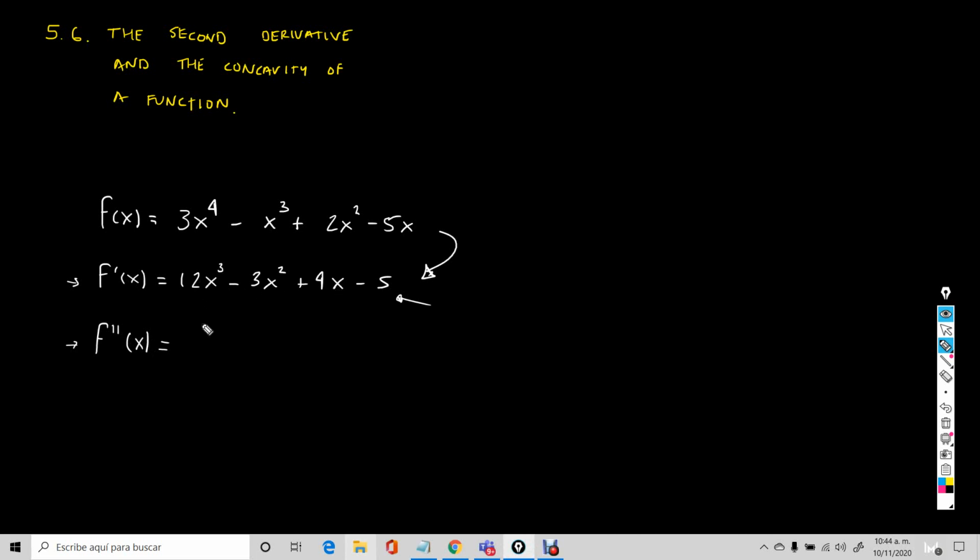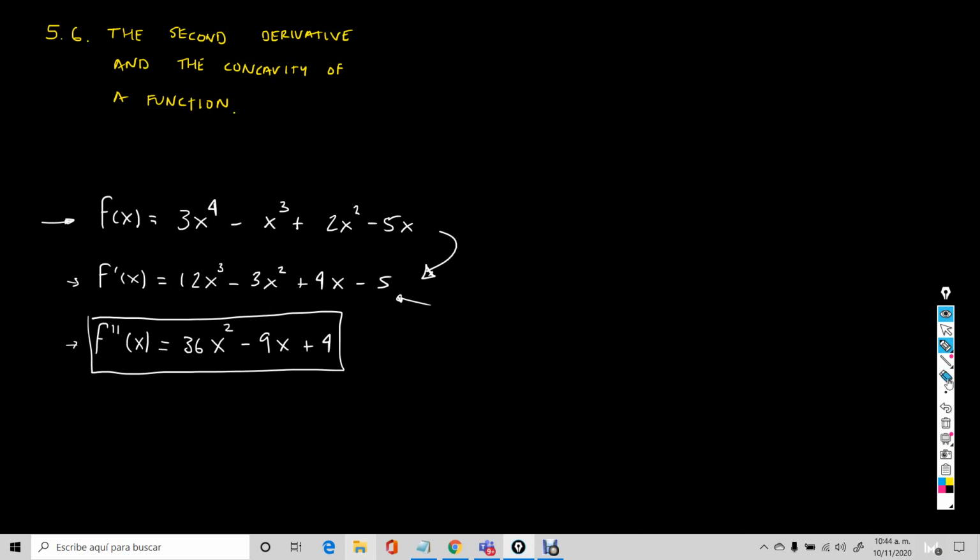We just get the derivative of all of this. That's going to be 12 times 3, that's going to be 36x squared minus 9x plus 4, and the derivative of this is 0, so there you go. This is the second derivative of what function? Of my original function. You see? That's how it works. And of course, this is the first derivative with respect to this function. You see how it works?